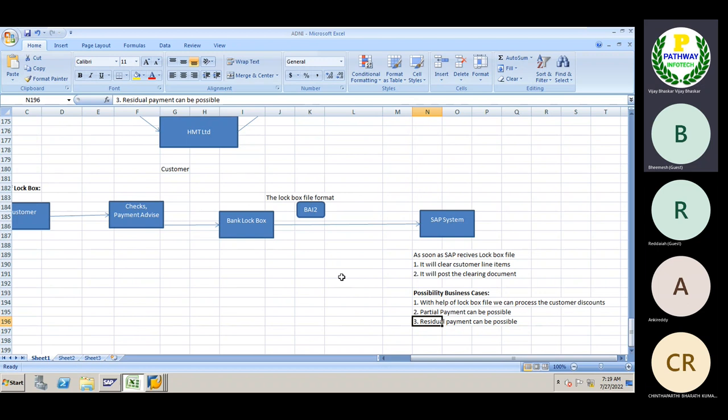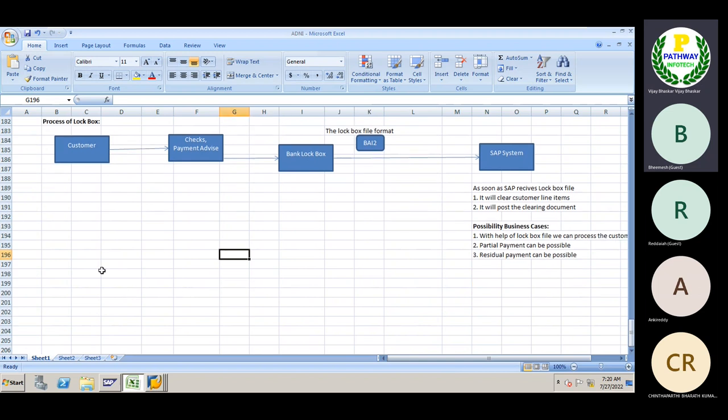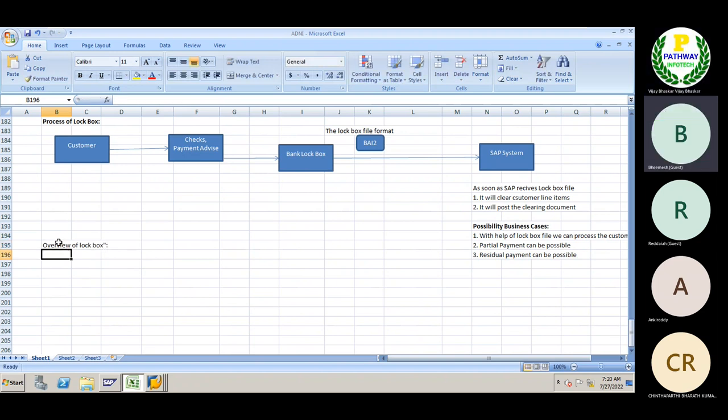Okay, now this is the process. These are the possible scenarios: through the lockbox we can do partial payment, residual payment, and also discounts. Remember these, and also we can process payments of multiple customers at a time. Now let's see, I will explain the overview of the lockbox.